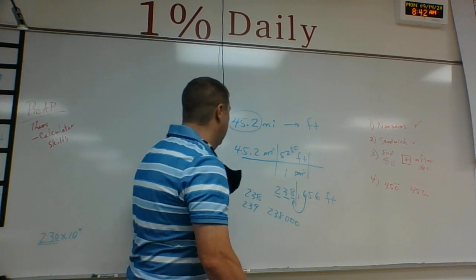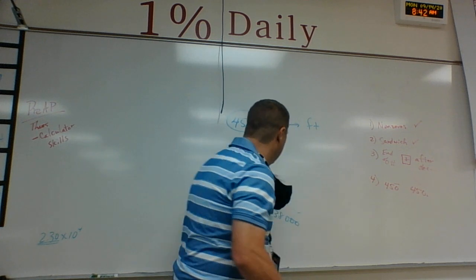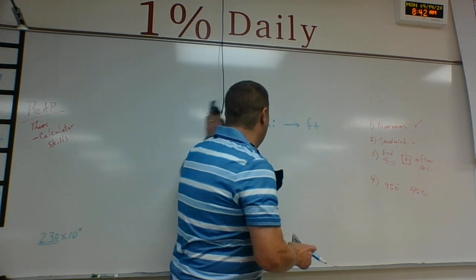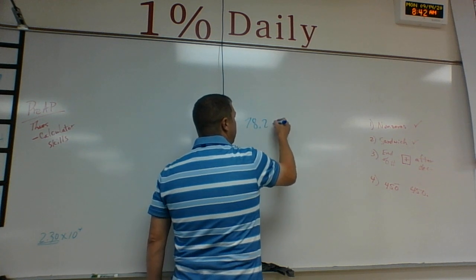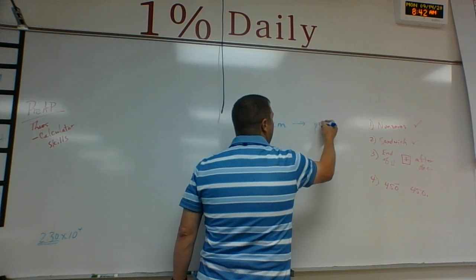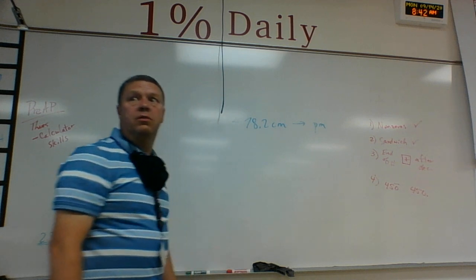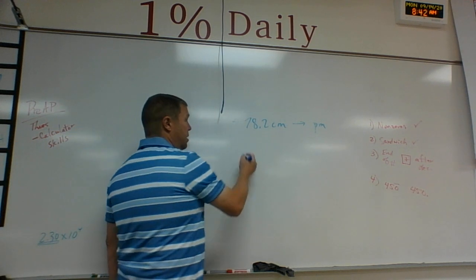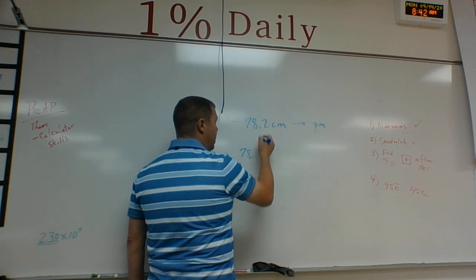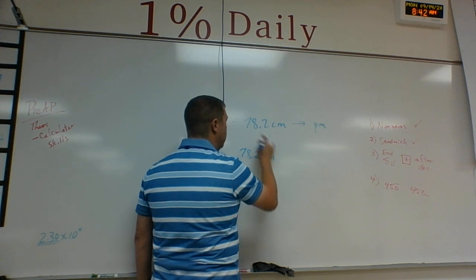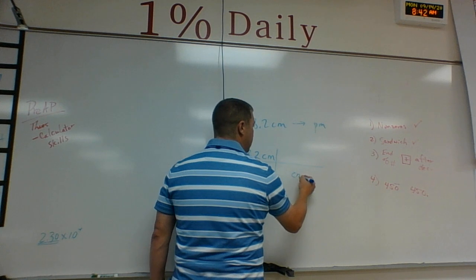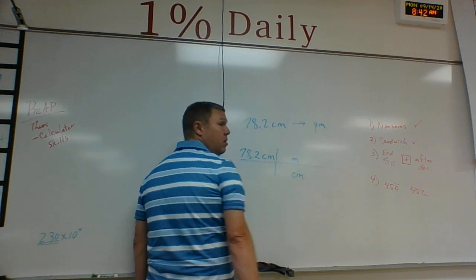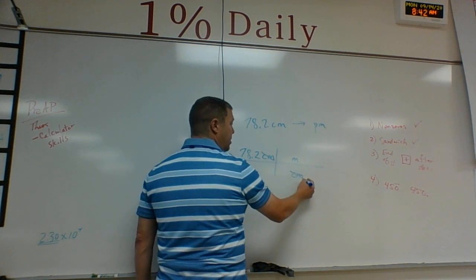No? Okay. Let's try one more of those. A lot of people got that one. Here's the one that kicked people. 78.2 centimeters to picometers. Okay, I don't even know what to do there. Here it is. You start with what you're given. I was given 78.2 centimeters. If you remember from the videos, the only place you can go from centimeters is to the base, which is meters. That's how I taught it in the video.